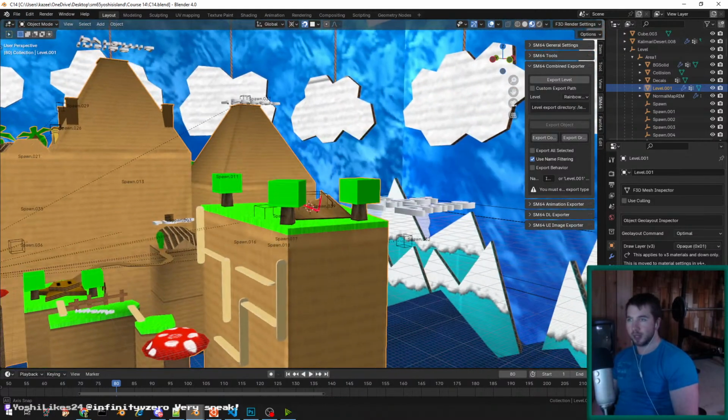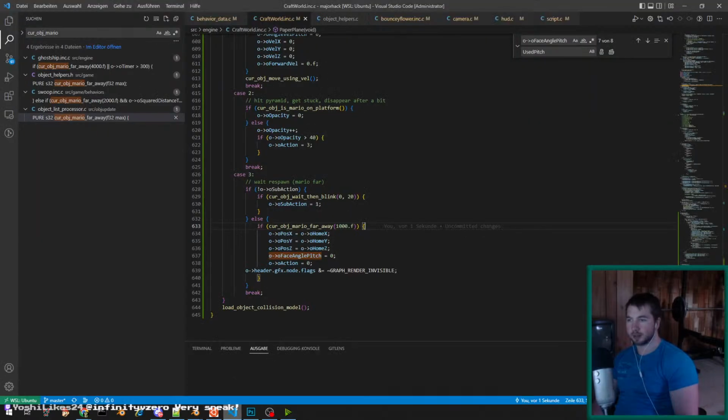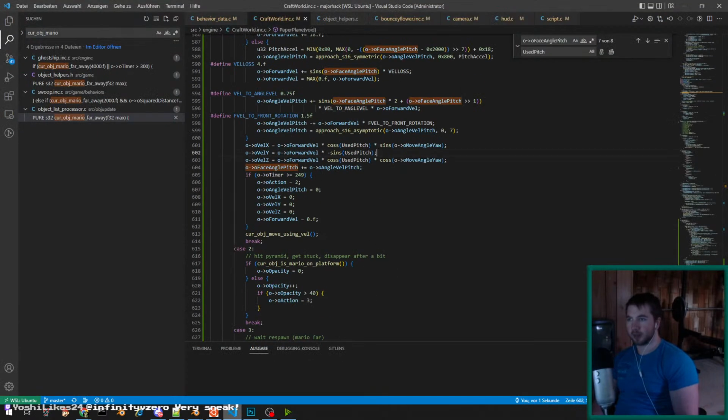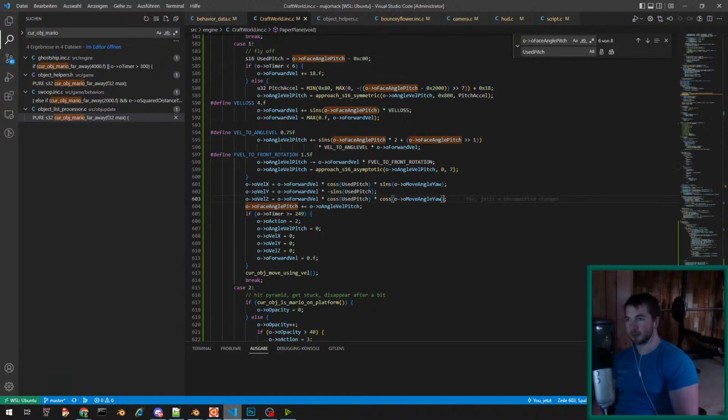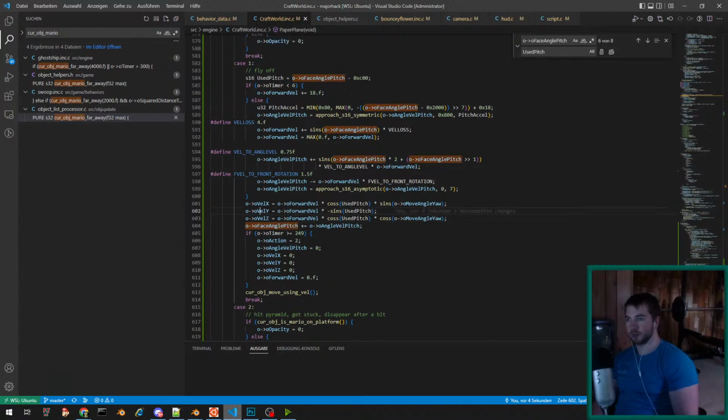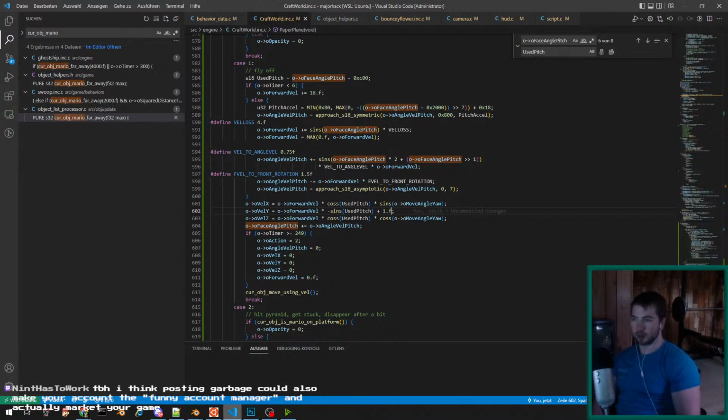I kinda want the plane to land just a little bit higher. And I'm gonna do this very sneakily. I'm just gonna do... use overlay... no. I'm just gonna do that.